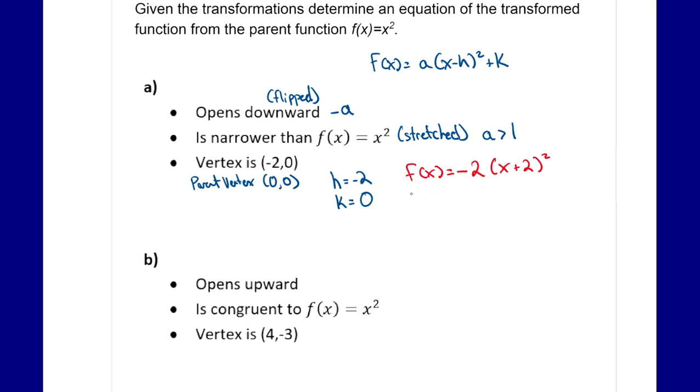So then my transformed function is going to be this. f(x) is equal to −2 times brackets (x + 2) squared. Now that negative 2 up front, that 2 could change numbers. It could be anything as long as it's greater than 1. There's no stipulation, it doesn't say what it's stretched by, so we don't have a specific number to put in.